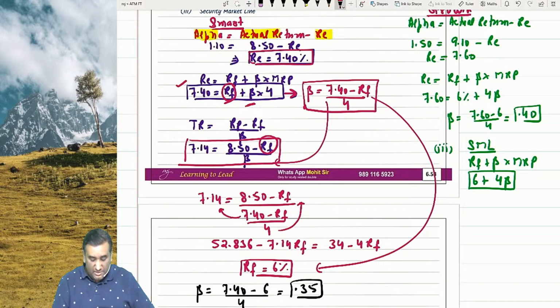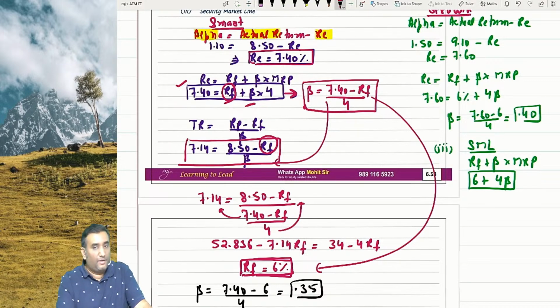7.14, 8.5 minus RF divided by 7.14 minus RF by 4. RF should come as around, try to check, RF comes as around 6%. And then you can put the RF in the beta equation.